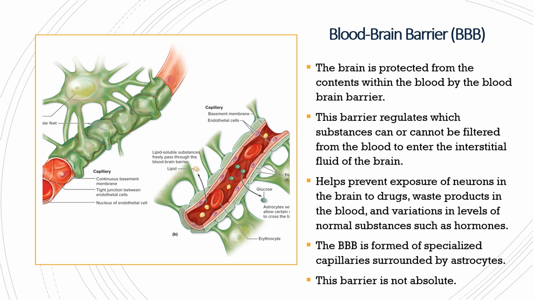It is formed by specialized capillaries surrounded by astrocytes. While highly selective, the blood-brain barrier is not absolute and allows certain substances to pass through under specific conditions.